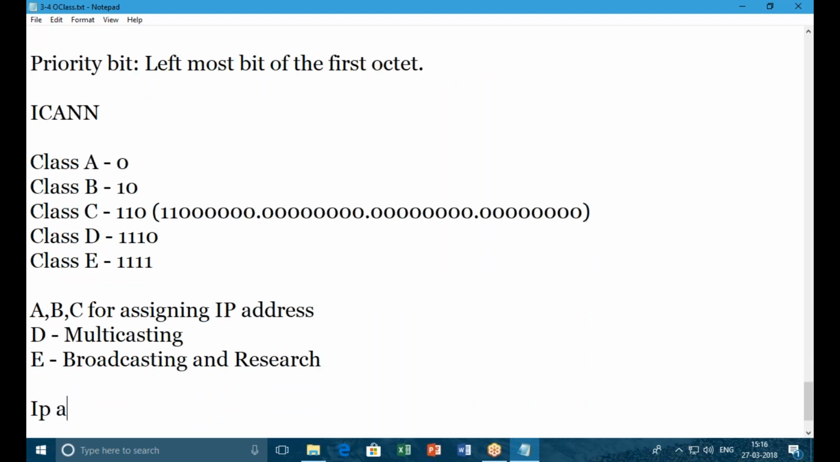Now this IP address contains 2 things: host ID and network ID. Host ID means it tells about the address of the device. Network ID tells about in which network the device is.